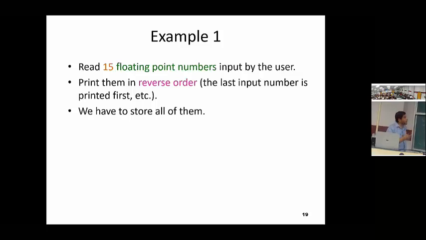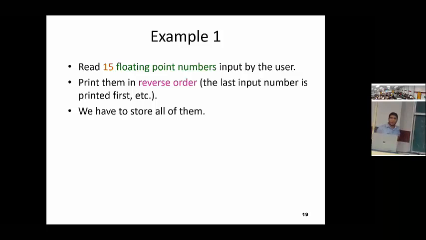So I keep reading. Here they are 15, so I have a certain count. I want to read 15 floating point values from the user. Once they are inputted, I want to bring them in reverse order. How can I do this?